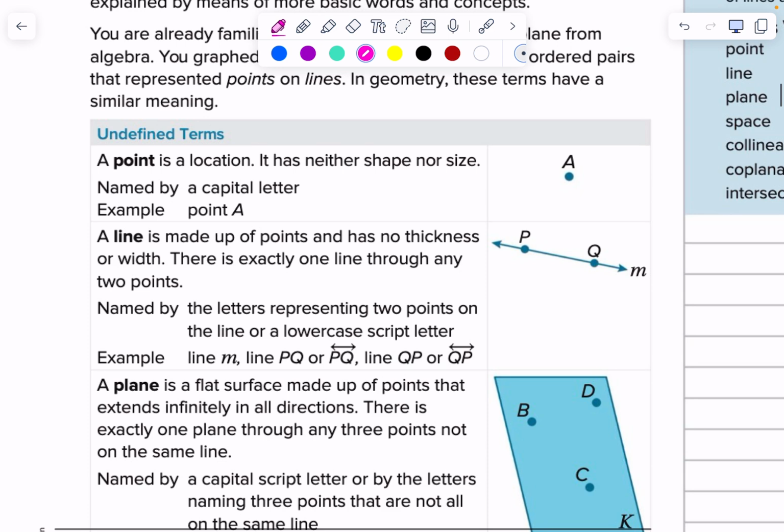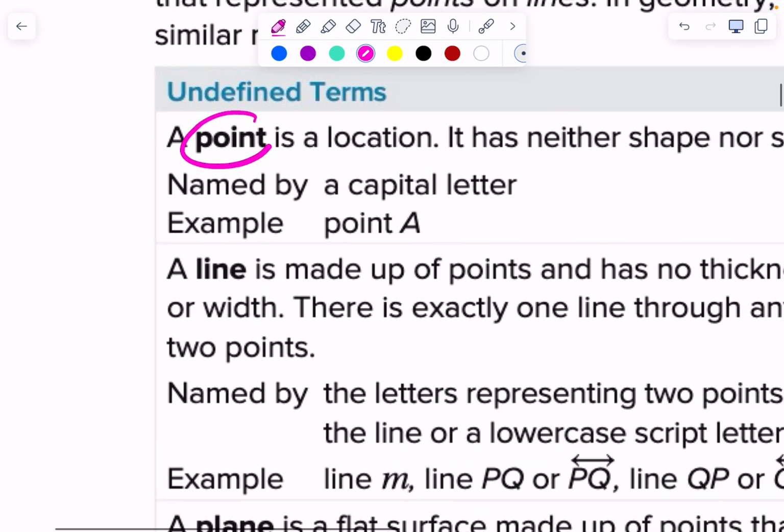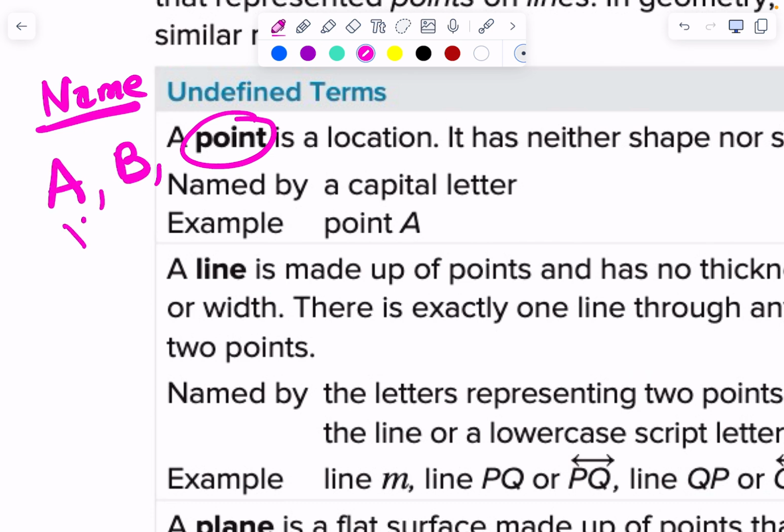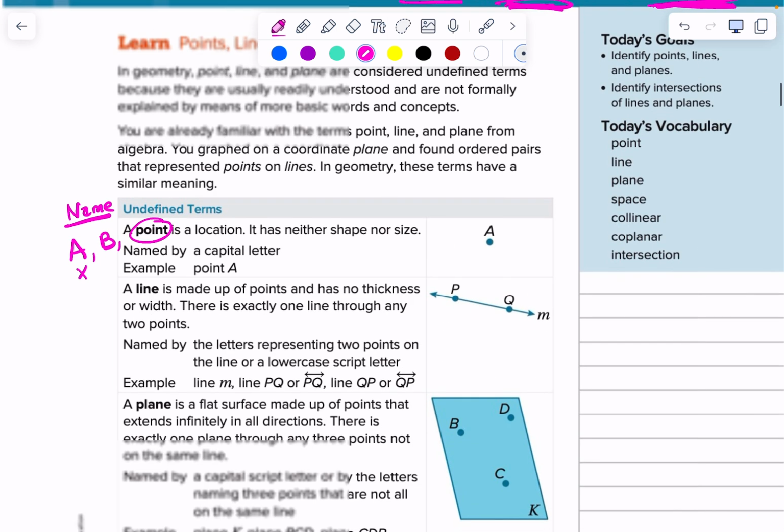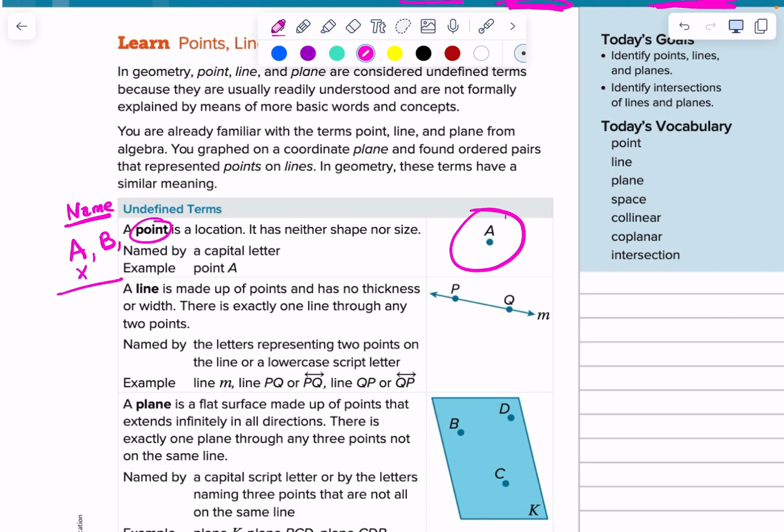A point. Here is some logistics that the sooner you learn it, the easier life will be for you. You name a point by an uppercase letter and only that uppercase letter. So A or B or X. These are all points. Point A, point B, point X, point Z, point something else, right? That is how you name them, just with a capital letter. Okay, like this guy right here. That is A.